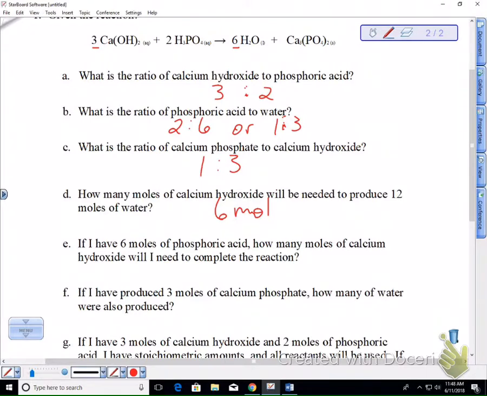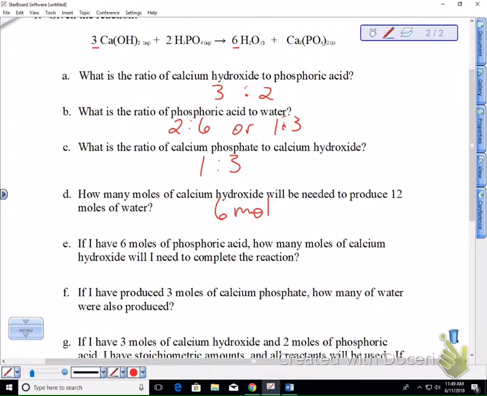In part E, if I have 6 moles of phosphoric acid, how many moles of calcium hydroxide will I need? So what I'm looking for here now is the ratio of calcium hydroxide to phosphoric acid. So it's a 3-to-2 ratio. Think about what you would do on that one.